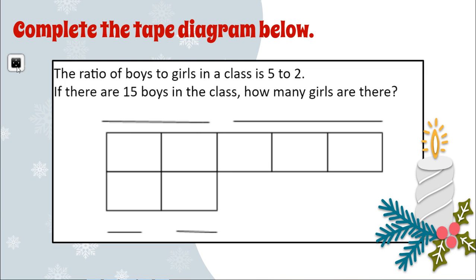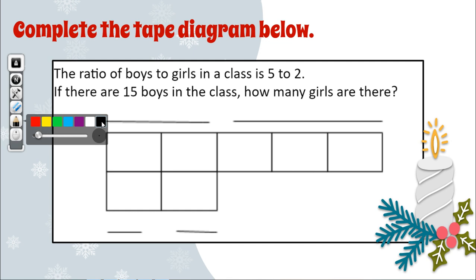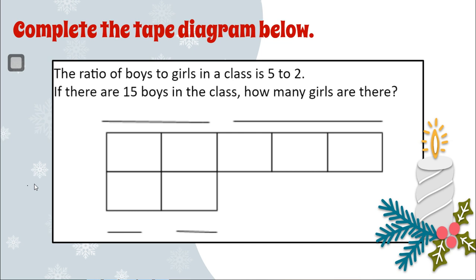If there were 15 boys in the class, how many girls are there? Now, what we're going to do first is we are going to label our tape diagram. I have this one set up for you. You won't always have them set up for yourself, but the ratio of boys to girls is 5 to 2. So looking at this picture, I want you to think to yourself, okay, which row right here would represent the boys?